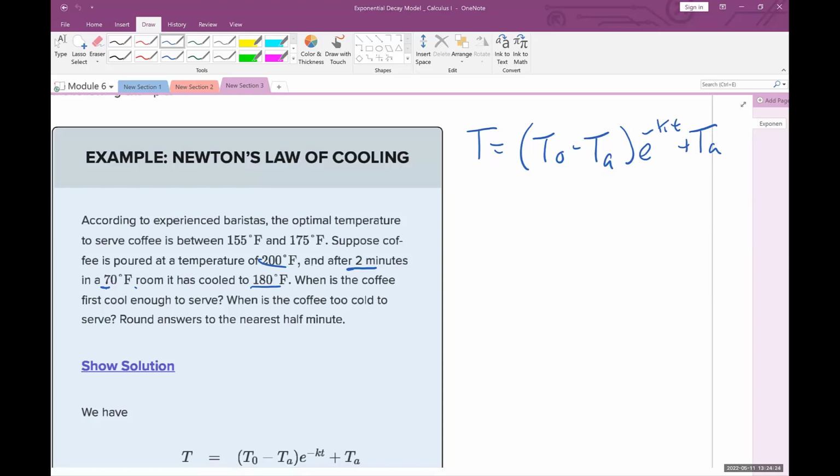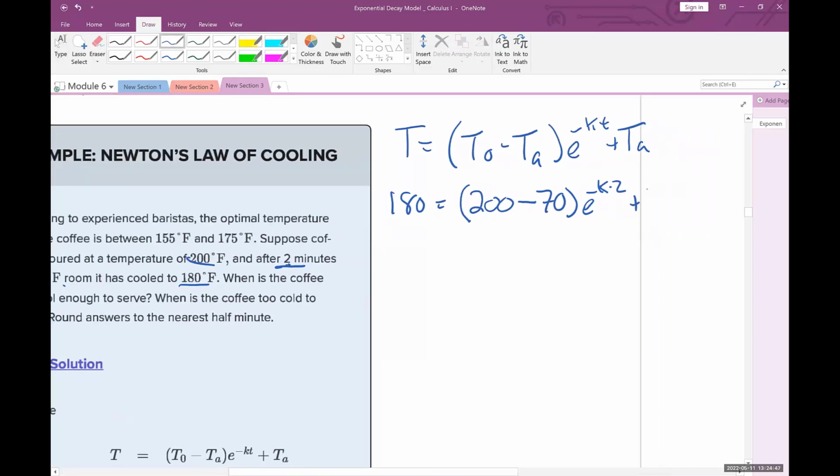So we can put all these things together and come up with what our formula would be. So at 2 minutes, the coffee is 180 degrees. And that's going to be T. The temperature the coffee was initially at, 200 degrees, minus the room temperature at 70 degrees, e to the negative K times 2, because it's 2 minutes, plus the 70 degrees, which is the ambient temperature of the room. So what we don't know here is K. That's the only unknown, but we have the tools to find K.